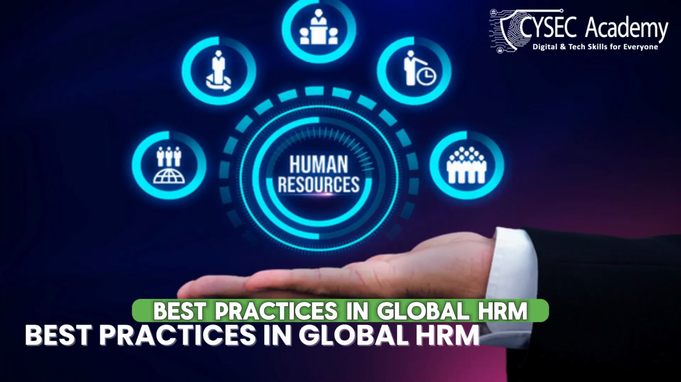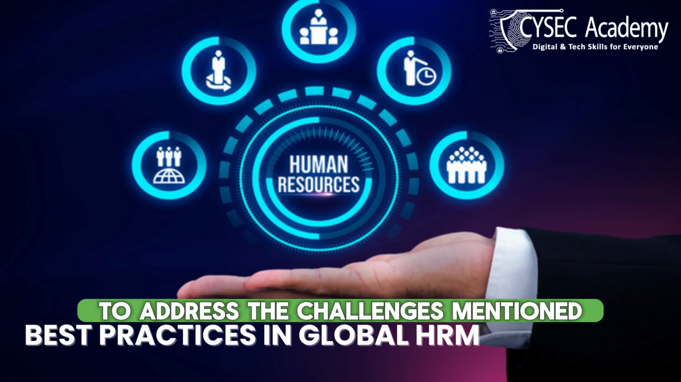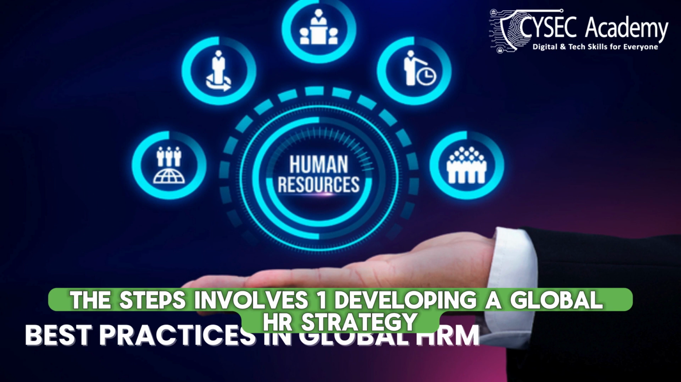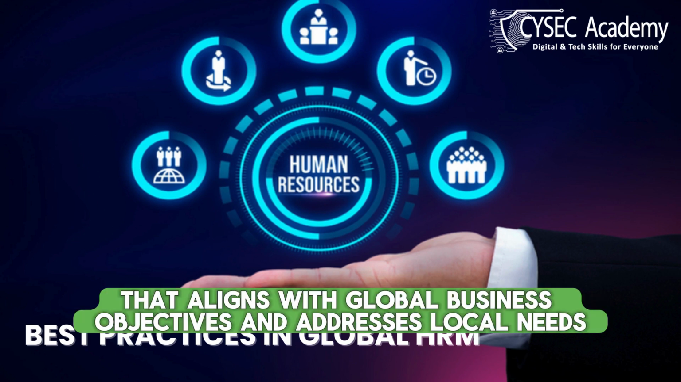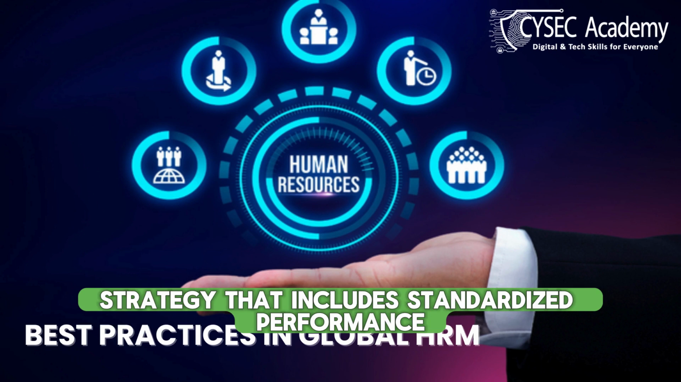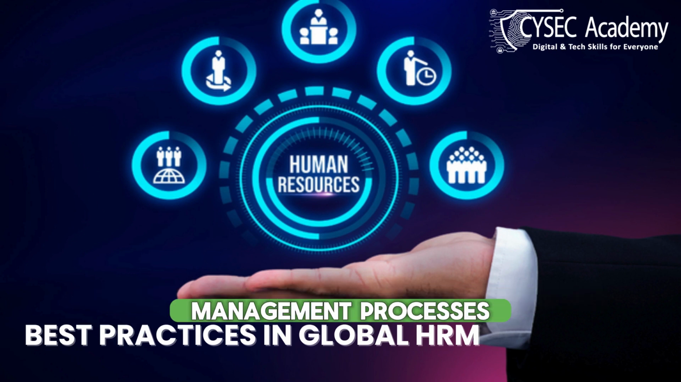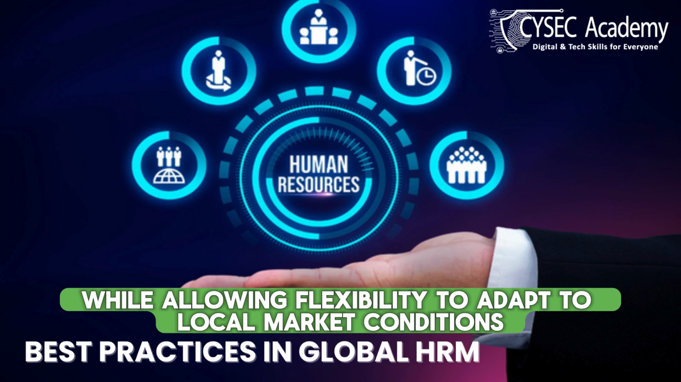Best practices in global HRM. Effective global HRM involves implementing best practices to address the challenges mentioned. The steps involve: 1. Developing a global HR strategy. Creating a comprehensive HR strategy that aligns with global business objectives and addresses local needs. For example, a global pharmaceutical company develops a global HR strategy that includes standardized performance management processes while allowing flexibility to adapt to local market conditions.